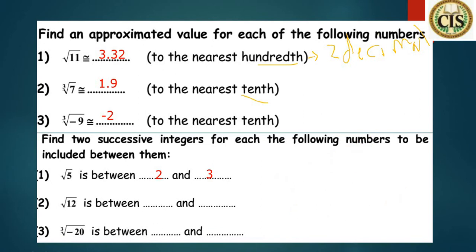Root 12. We put 12 like this, with bigger than and less than. The perfect square before 12 is 9, and after 12 is 16. Take the root for all sides. It will be 3 and 4.